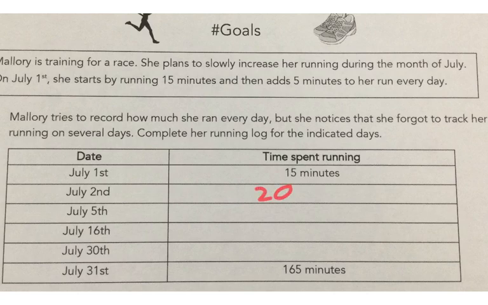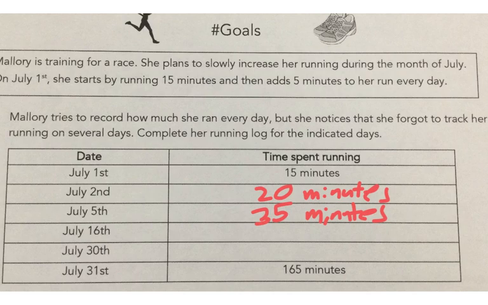Is everybody okay with that? Math? That's some ground-breaking math, I'm sure. Okay, what about on July 5th? How much did she run? How'd you come up with that? Okay, so you just kept adding 5? Okay, that's one option. And what about on July 16th?